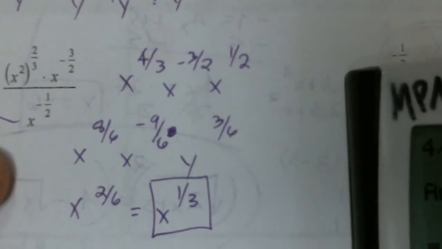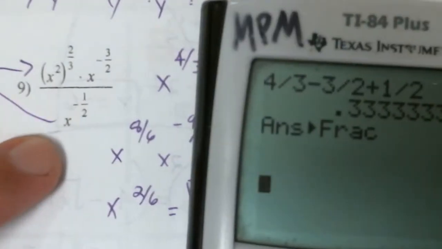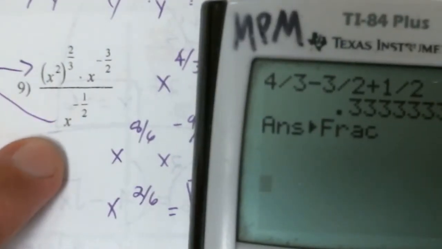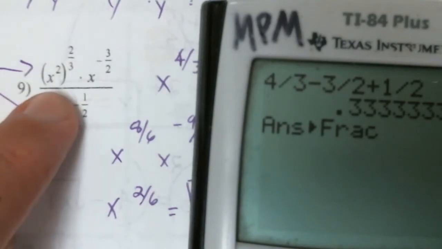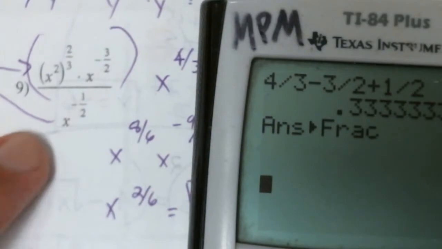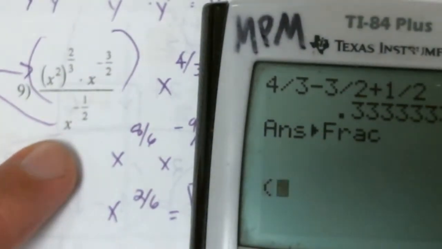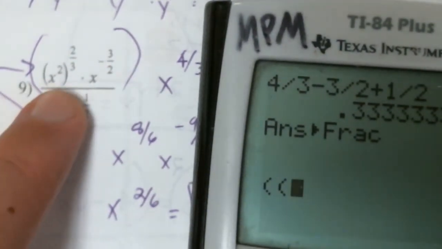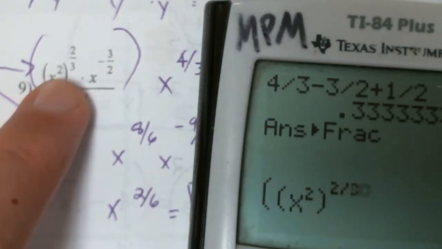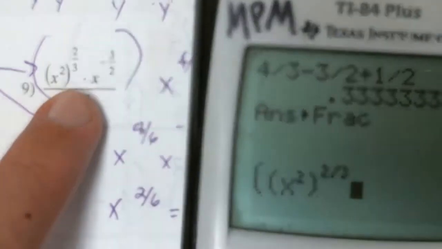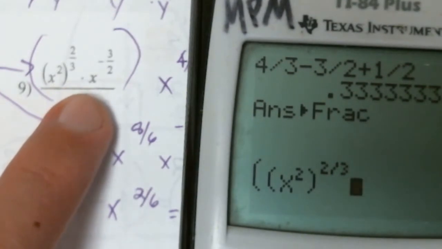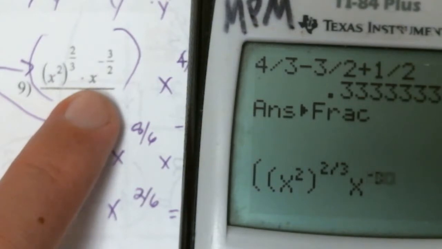Okay, I'll show you how to check this one real quick just because there's some funky stuff going on here. But here I'm going to need 2 sets of parentheses because I've got that set of parentheses, but then I want this whole thing divided by x to the -1/2. So I'm going to use 2 sets of parentheses. The inside is going to be x squared. That is going to be raised to the 2 divided by 3. And then I also have times x raised to the -3 divided by 2.